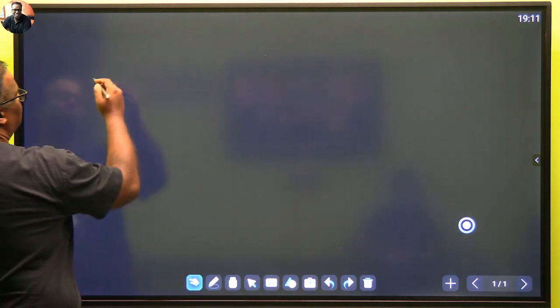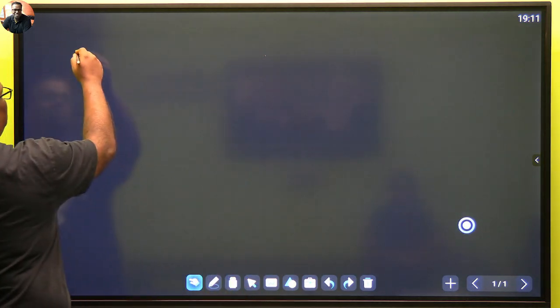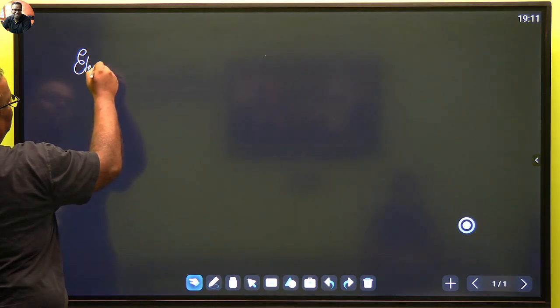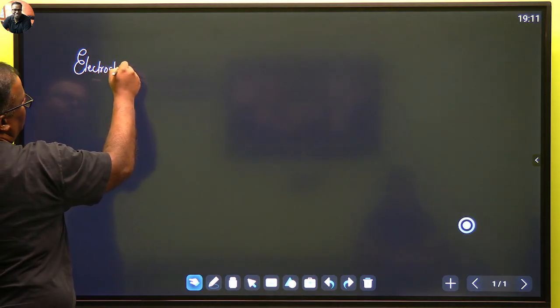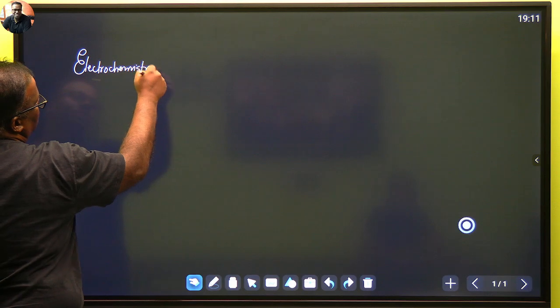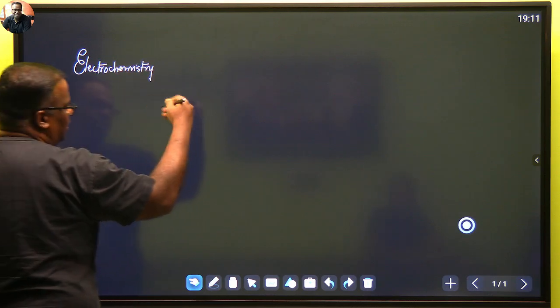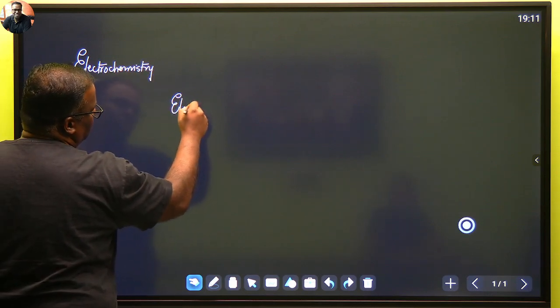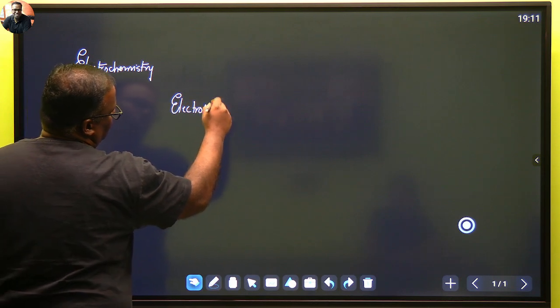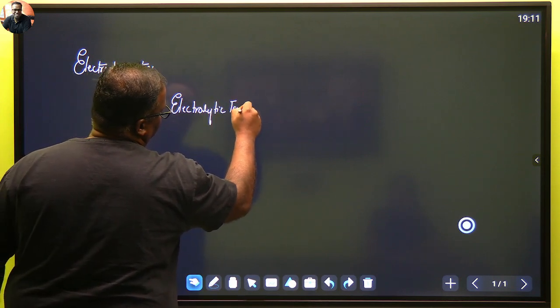So last class, I stressed on one thing, that is identification of electrodes. I'm going to say that once again today, that whenever, see, the chapter is about electrochemistry. We are studying electrochemistry. And in this chapter, we would be very much every time talking about something called the electrolytic tank setup. Electrolytic tank setup.